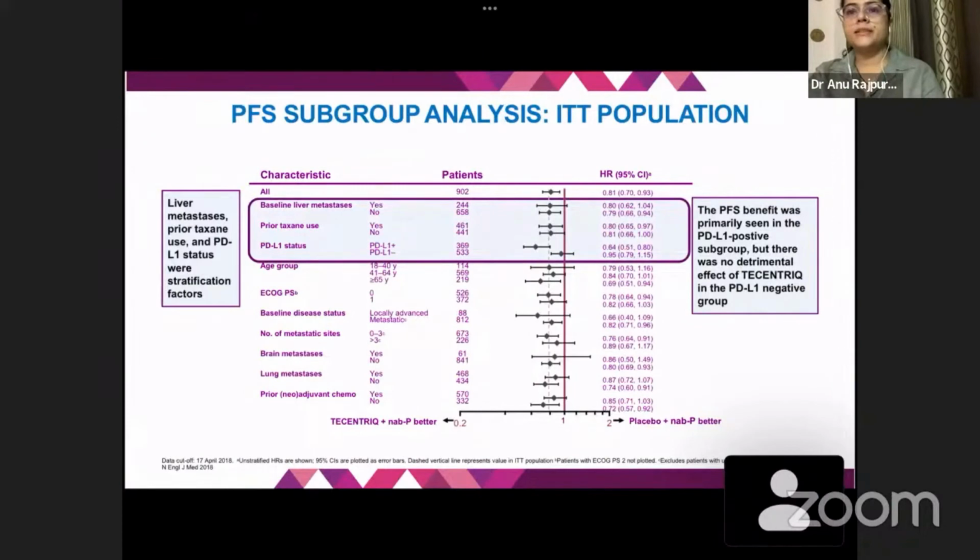In subgroup analysis based on liver metastasis, prior taxane use, and PD-L1 status, we can see 3 of them are on the left of the center line. The PFS benefit was primarily seen in PD-L1 positivity.